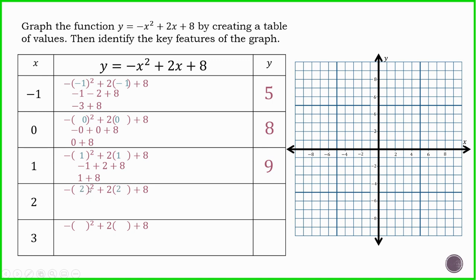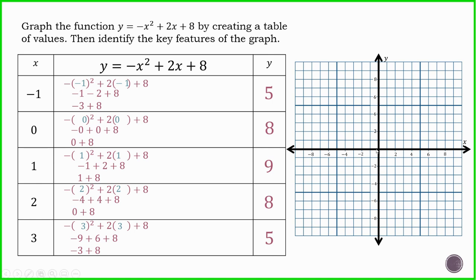Substituting 2 in for x, 2 squared would give us 4, and then we take the 4 times this -1, and we get -4. 2 times 2 gives us 4, and then we add -4 plus 4 to get 0. 0 plus 8 gives us 8. And substituting 3 in for x, square it first. 3 times 3 is 9. Multiply that by -1, and we get -9. 2 times 3 gives us 6. -9 plus 6 gives us -3. -3 add 8 gives us 5.